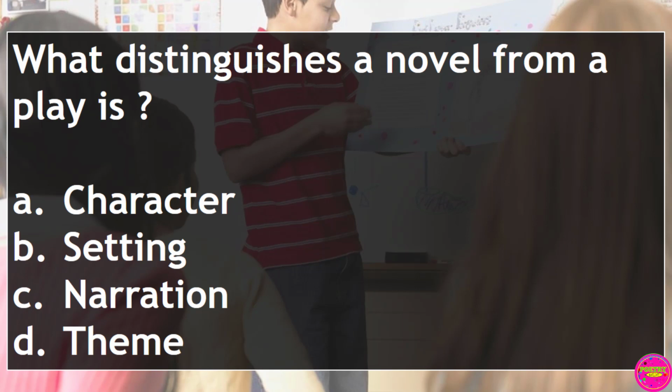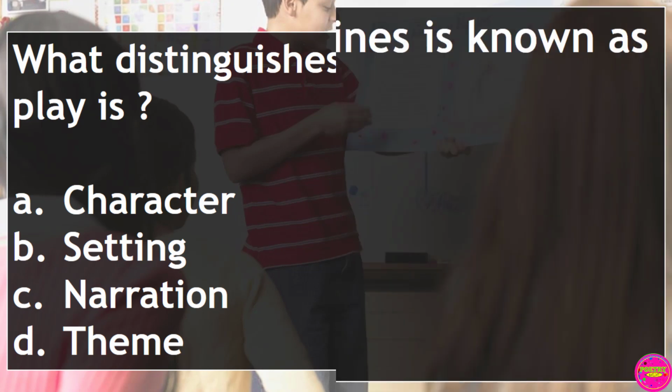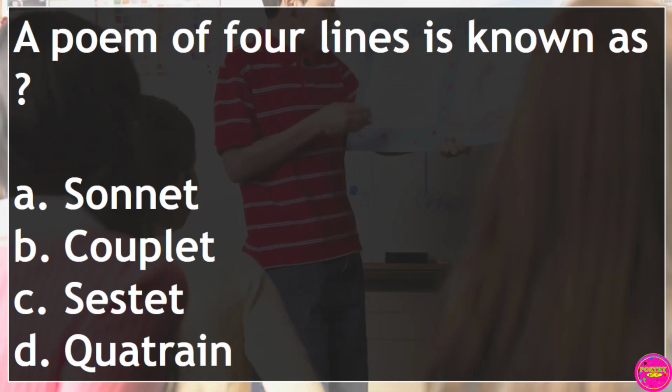What distinguishes a novel from a play is A. Character. B. Setting. C. Narration. D. Theme. The correct answer to this question is C. Narration.